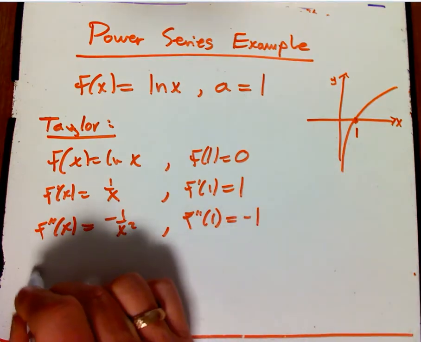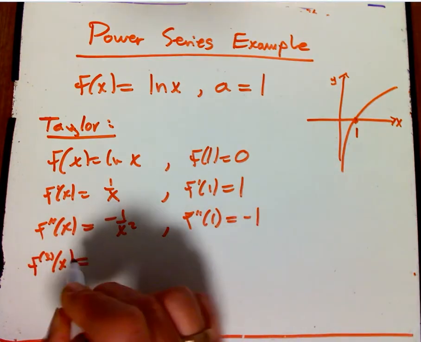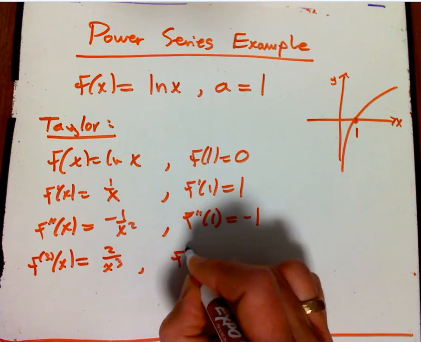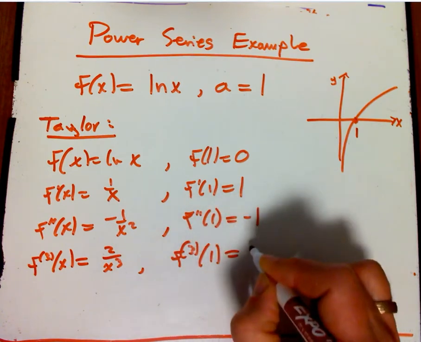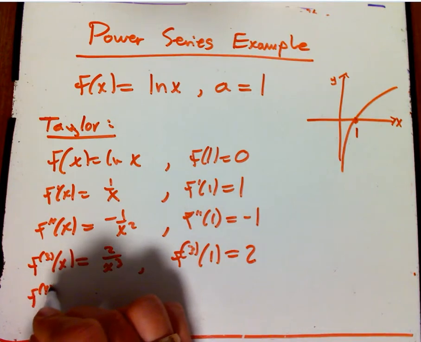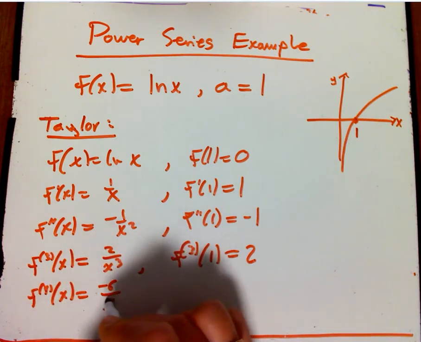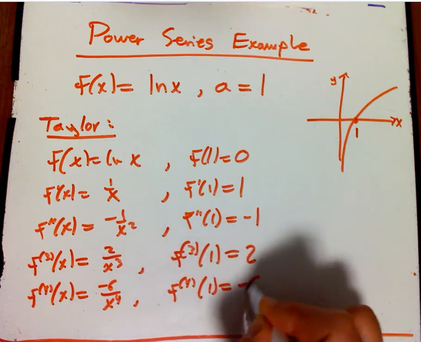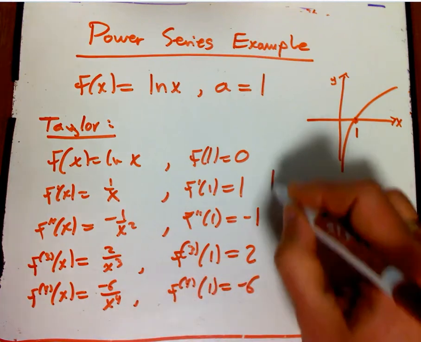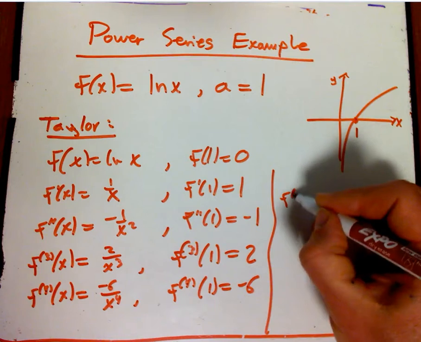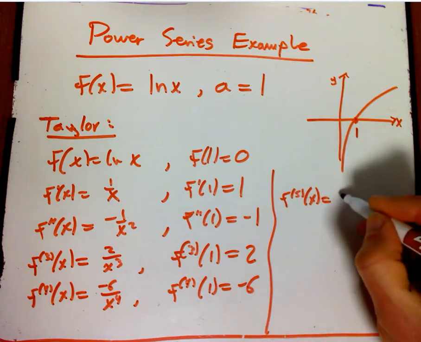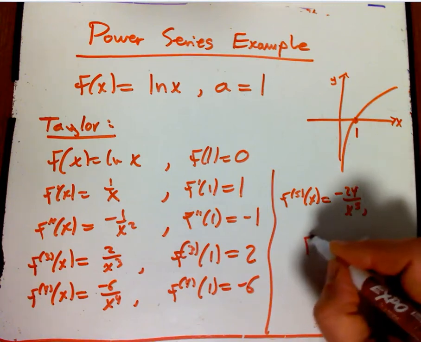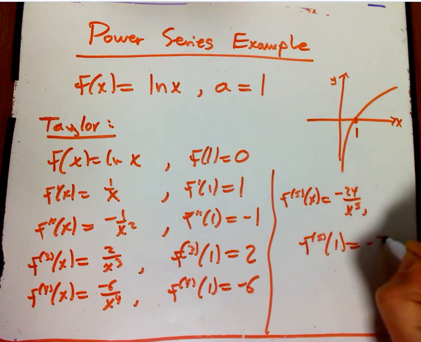Remember, we're looking for patterns here. Third derivative: minus 2 times minus 1, you get plus 2 over x cubed. So the third derivative at 1 is equal to 2. Fourth derivative, minus 6 over x to the fourth. So the fourth derivative at 1 is minus 6. Let me put it over here; I don't want to squeeze it too much. Fifth derivative, we're going to find the pattern real quick, is minus 24 over x to the fifth. I think we can probably see it at this point. The fifth derivative at 1 is minus 24.